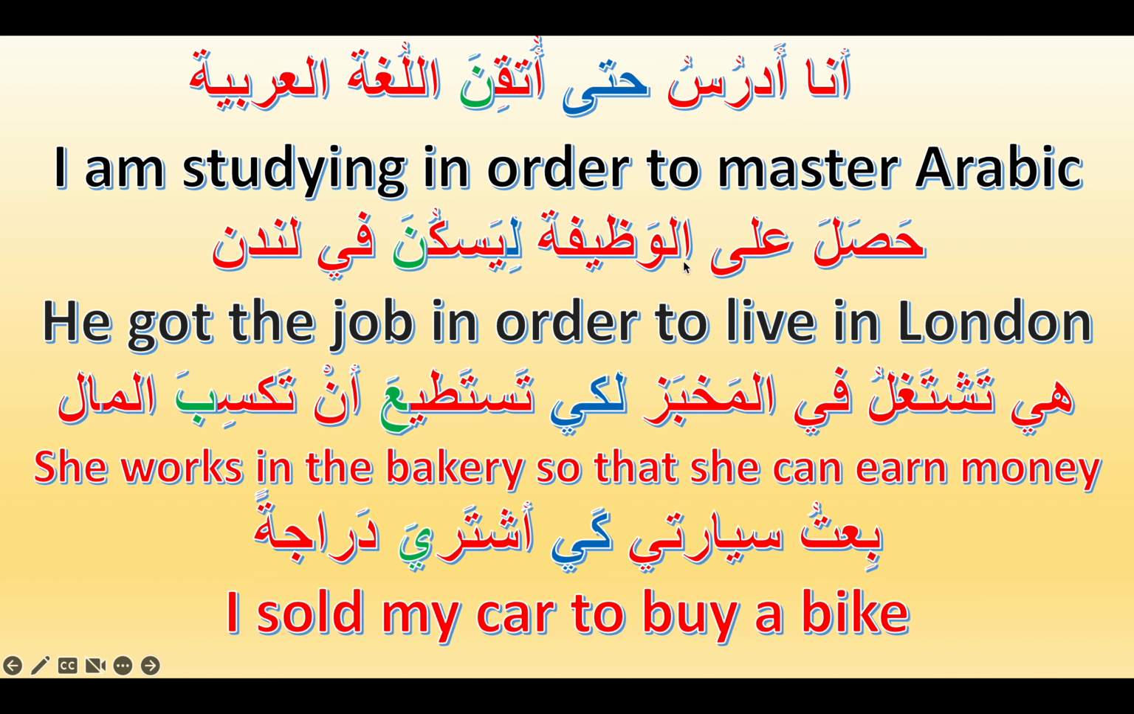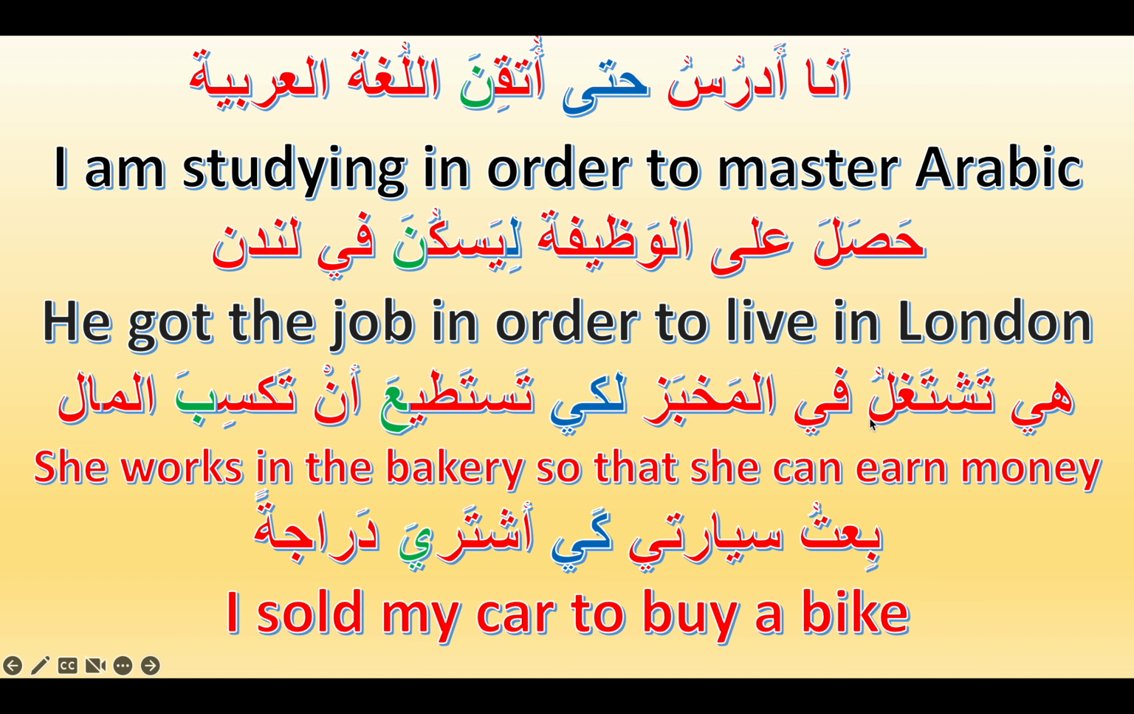حصل على الوظيفة ليسكن في لندن. So we have the verb حصل, in the present يحصل على, always with the preposition على. This means to get or obtain or receive something, very useful verb. وظيفة is a job. سكن يسكن in the present means to live. And notice, unlike the other ones, حتى or كي, the li attaches itself to the verb. So you write the li with the verb.